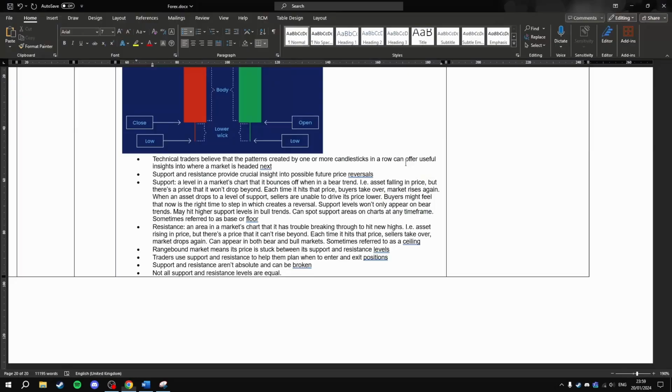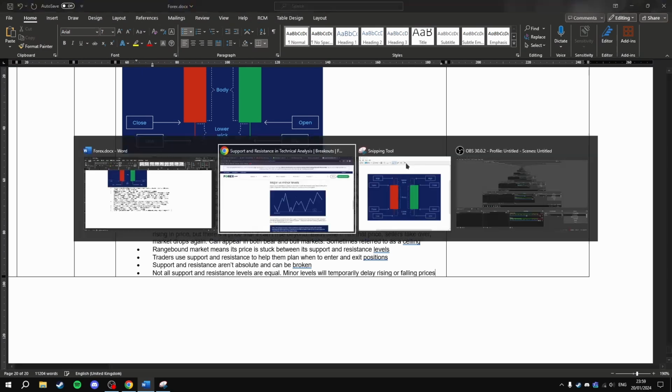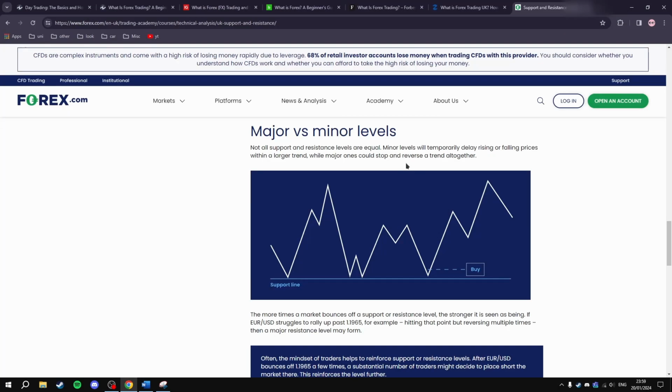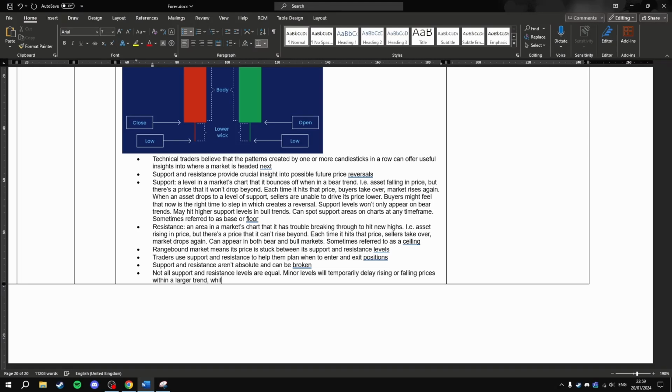Minor levels will temporarily delay rising or falling prices within a larger trend, while major ones could stop or reverse a trend altogether.